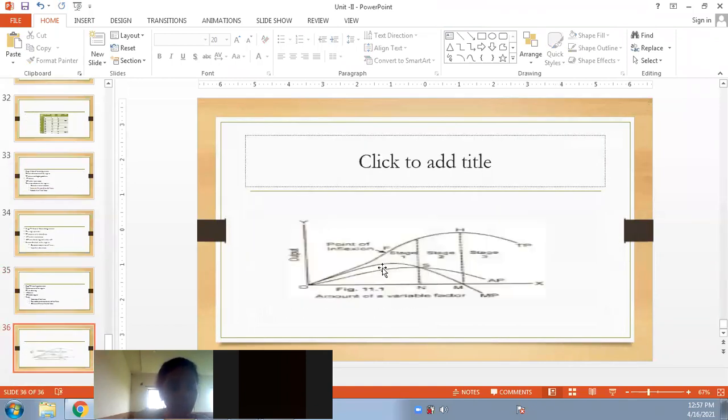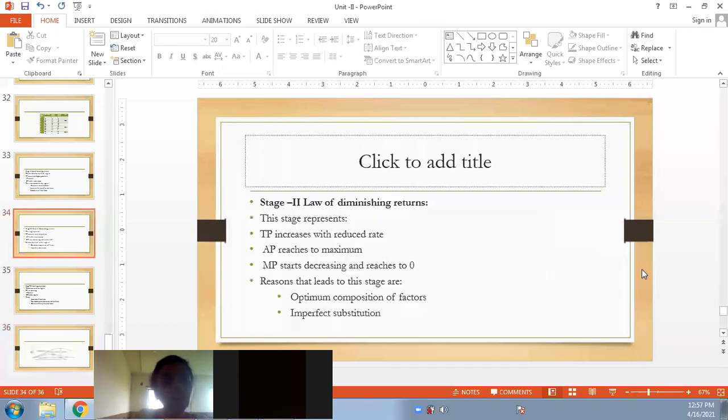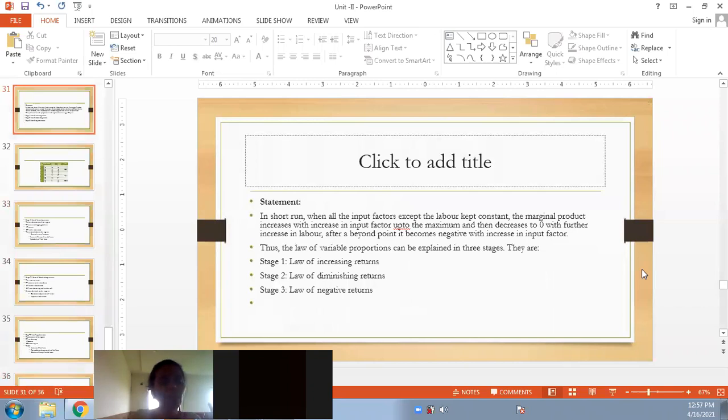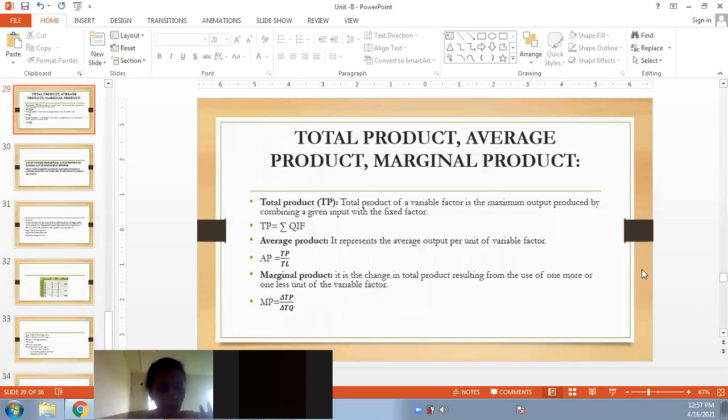We will divide the different stages in the law of returns. Stage 1, stage 2, stage 3. How we will define? See in this diagram you are able to see the three different types here. AP, MP, TP. That is total product, average product, marginal product. So for that, let us have a brief idea about what are these, how to calculate. After that, we will discuss about the laws.